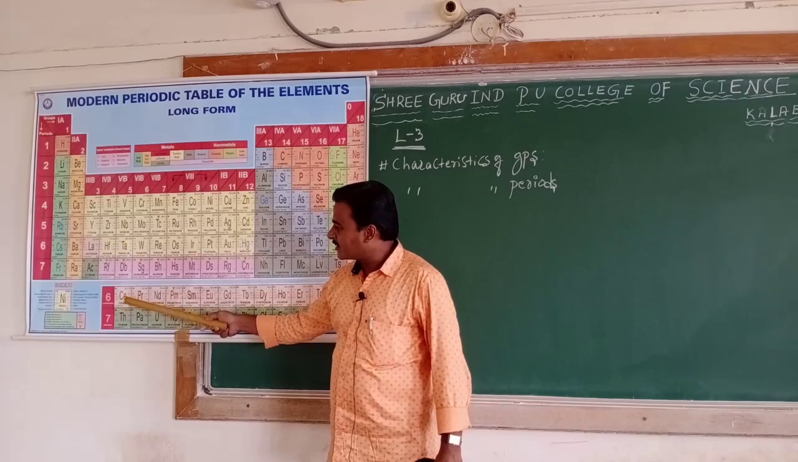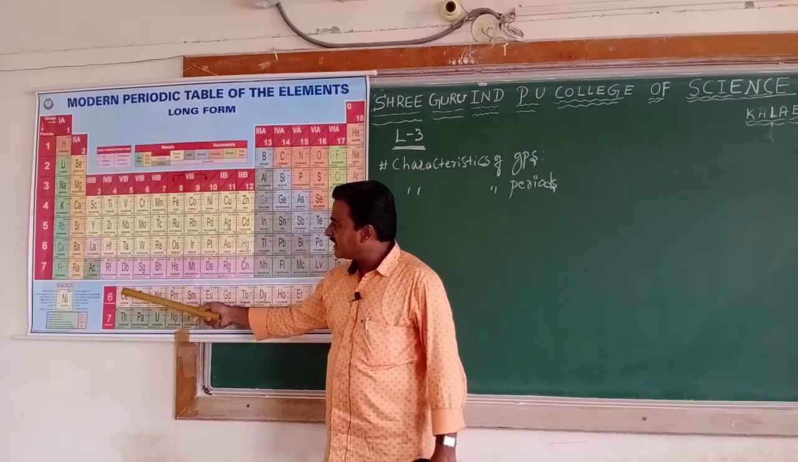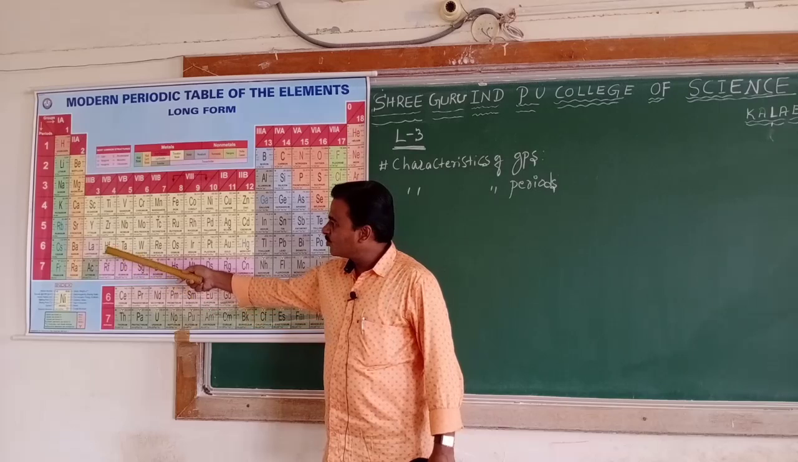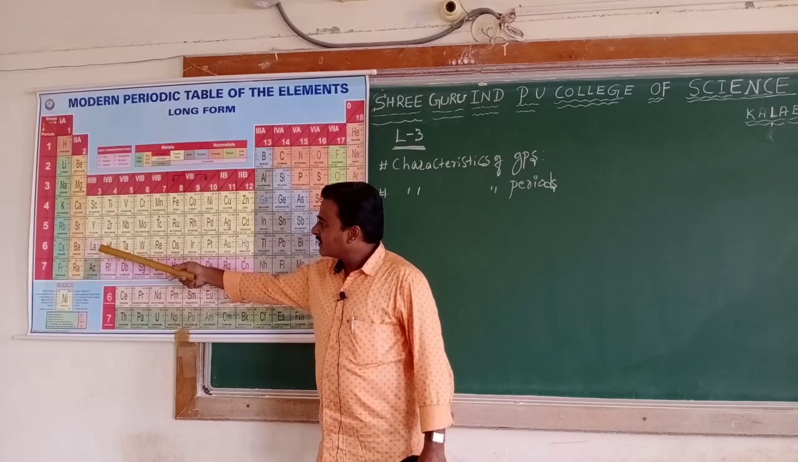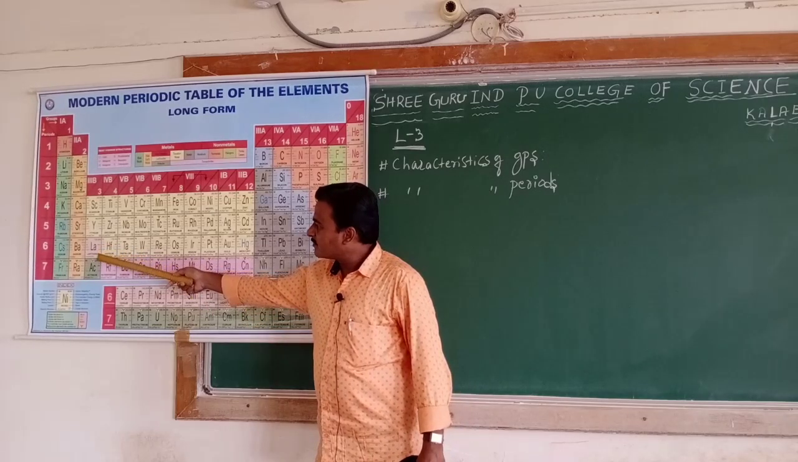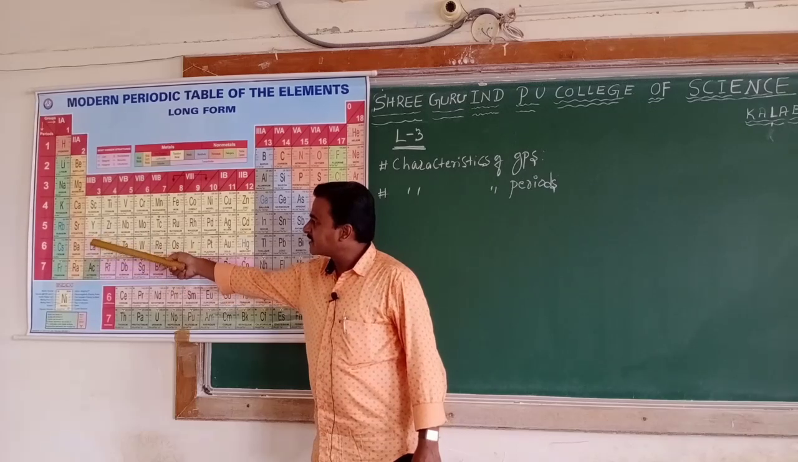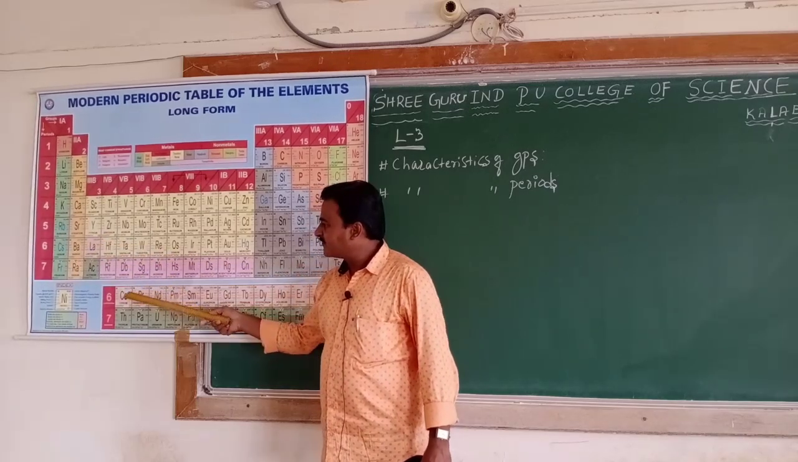You can see the atomic number of cerium is 58. That continues from the 6th period, with atomic number of lanthanum 57, 57 onwards 58.